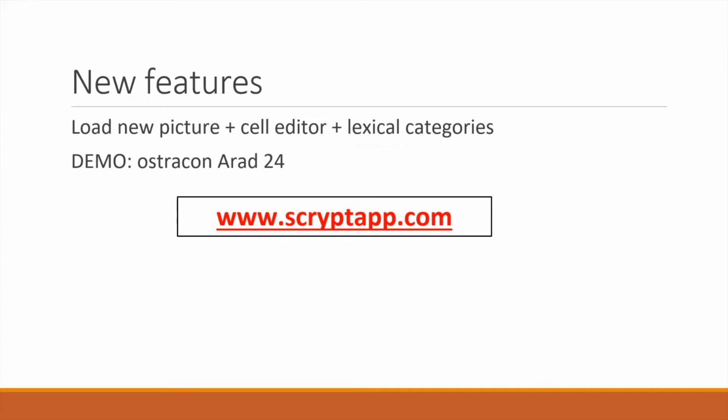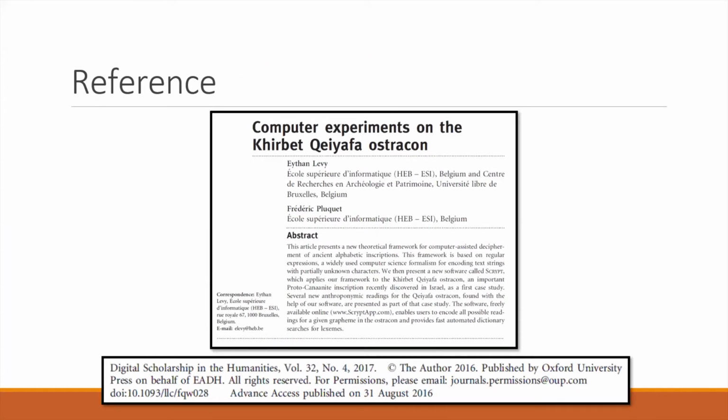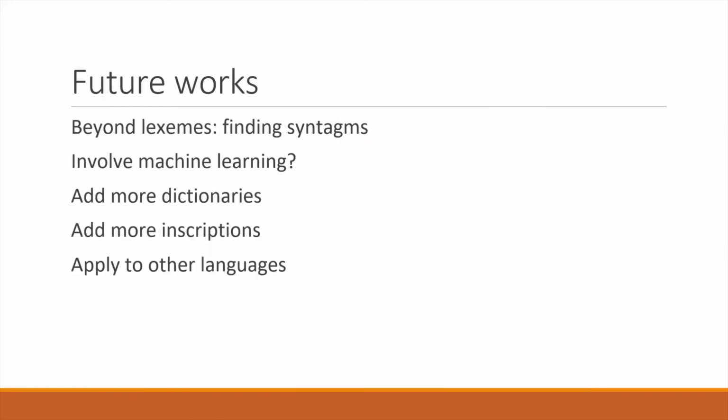Yes. Okay, so this is the paper where it was published, in Digital Scholarship in the Humanities, volume 32. And future works, we would like to go beyond lexemes, of course. We need to find syntagms, and this is, of course, something important. If you're thinking about it, maybe we should involve machine learning here and learn a corpus. We would love to add more dictionaries if we can find electronic versions with the permissions to use them. We want to add more inscriptions. I love Canaanite inscriptions, and ideally, since there are not so many of them, I would love to have them all on this site.